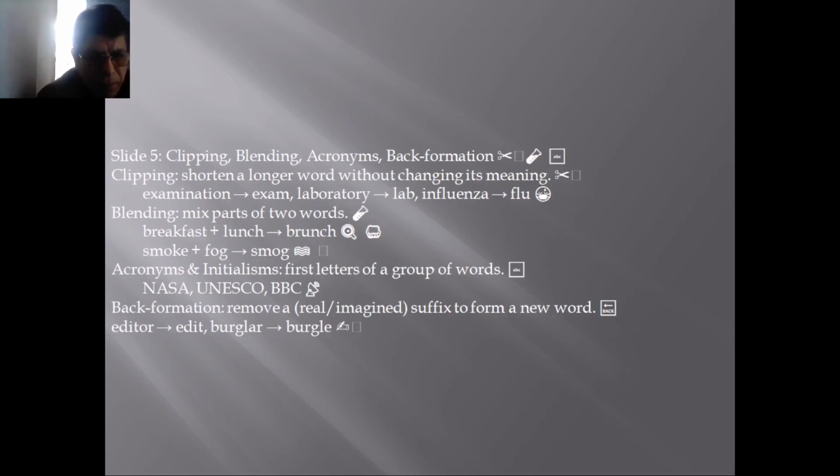Back formation. Remove a real or imagined suffix to form a new word. By back formation, we remove a suffix which is real or imagined. For example, editor, the or suffix is removed and it becomes edit. Burglar, the ar is changed: r is removed and a is changed into e, which means burgle. So editor becomes edit, burglar becomes burgle, and their meaning also changes.